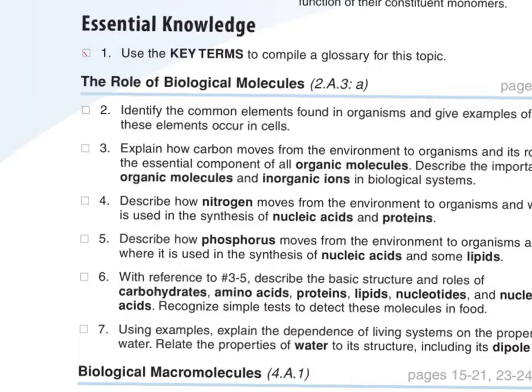Do I understand all the key terms in the glossary? Well, how do I know? You have to check yourself. You have to actually check to see if you know it or not. And how do you do that? You quiz yourself.